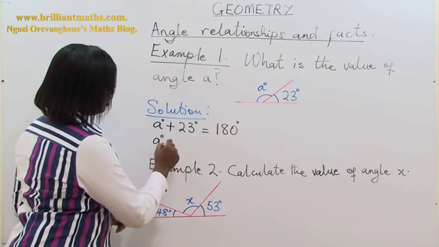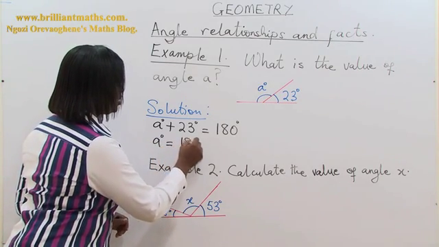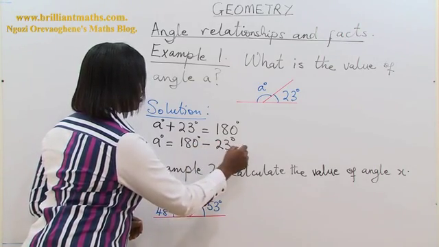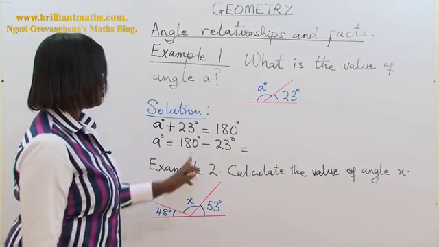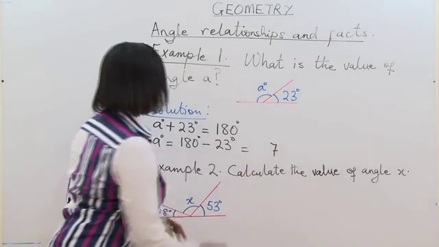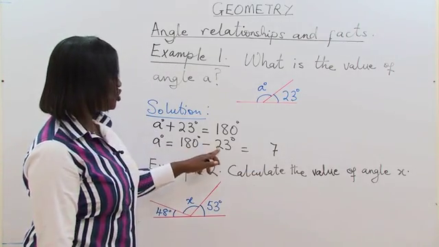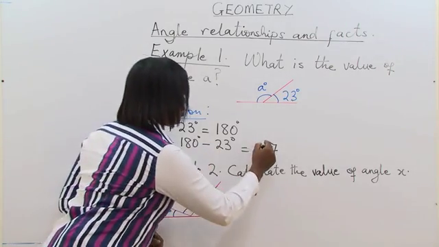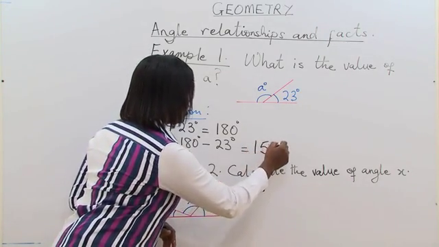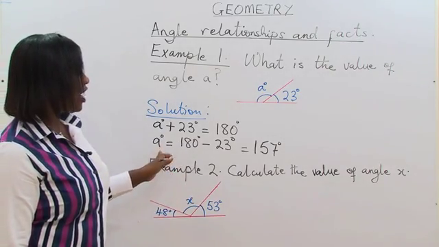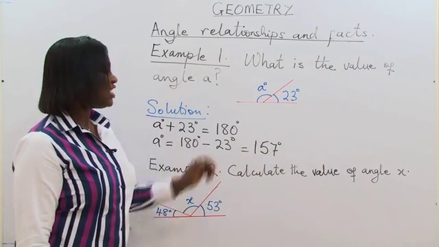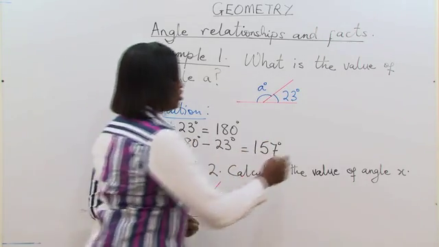A is equal to 180 degrees minus 23 degrees. And that will give us 10 take away 3 is a 7. And 7 take away 2 is a 5. And then we have 1. So that means that angle A is equal to 157 degrees. Let's check if our answer is correct.